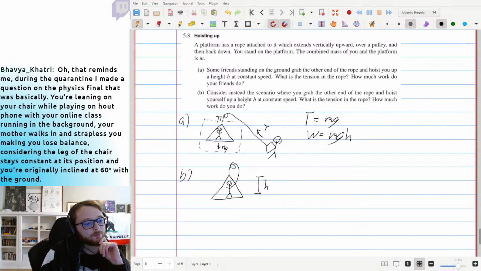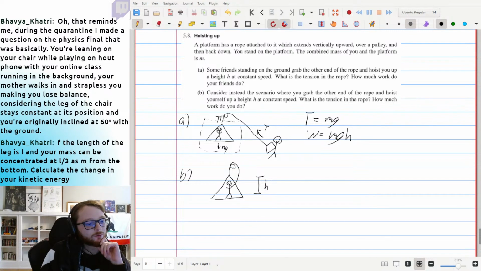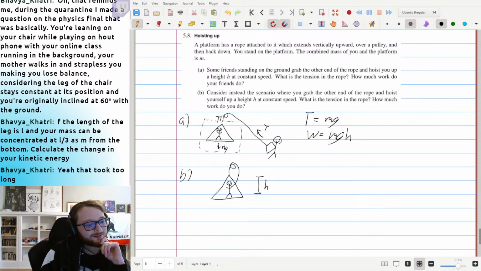During the quarantine, I made a question on the physics final that was basically: you're leaning in your chair while playing on your phone with your online class running in the background. Your mother walks in, strapless? Slaps you, maybe? Making you lose balance? Considering the leg of the chair stays constant at its position and you're originally inclined at 60 degrees with the ground, the length of the leg is L, and your mass can be concentrated at L over 3 as M from the bottom. Calculate the change in your kinetic energy.